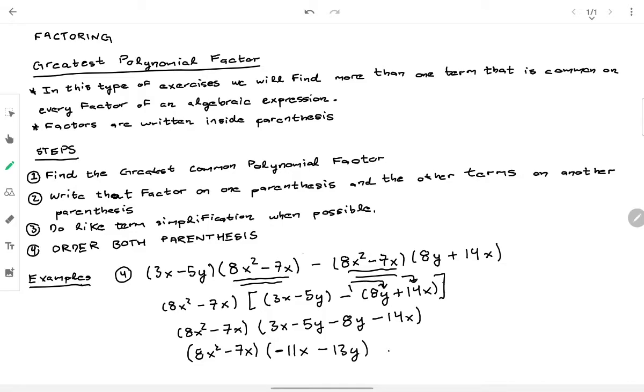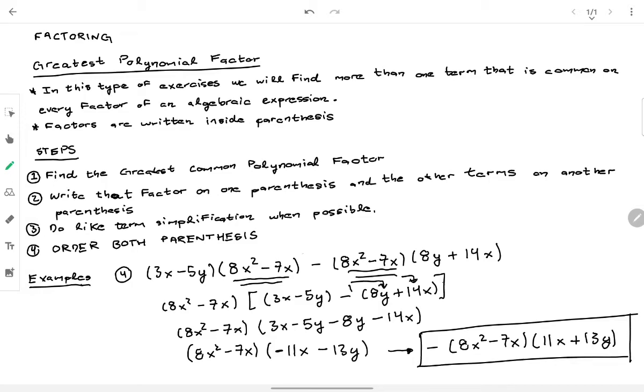But maybe if you want to put it without negative signs, we can put it like minus 8x squared minus 7x. That multiplies 11x plus 13y. Not to have the two of them as negative ones, we can put it like this. The minus sign on the outside part, and I will put it like positive ones inside the parentheses. So if we got inside the parentheses all of them negative, we can take out the sign and put all of them as positive ones inside the parentheses. So that will be example number 4.